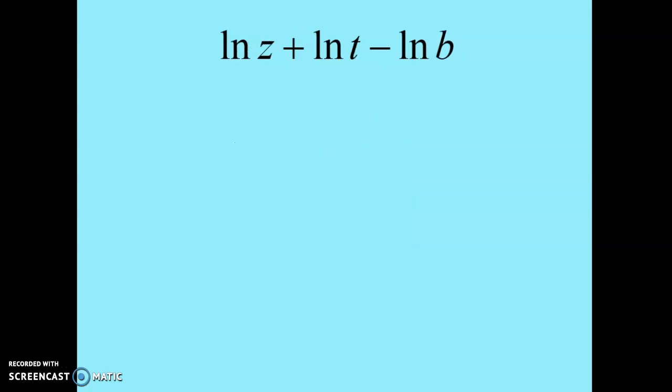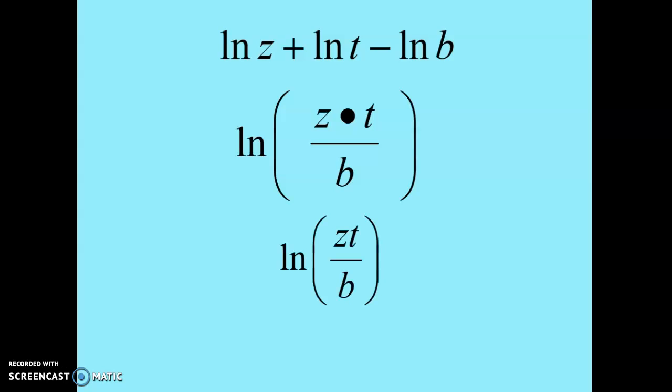Next, we have natural log of z plus natural log of t minus natural log of b. So we're going to combine all those natural logs together into one. For the z plus t, we're going to be multiplying. And then when we're subtracting log of b, we're going to be dividing that number, in this case b, from z and t. Now we can combine everything and simplify it so it looks nice and pretty. So we have natural log of z times t divided by b. And there's our answer.